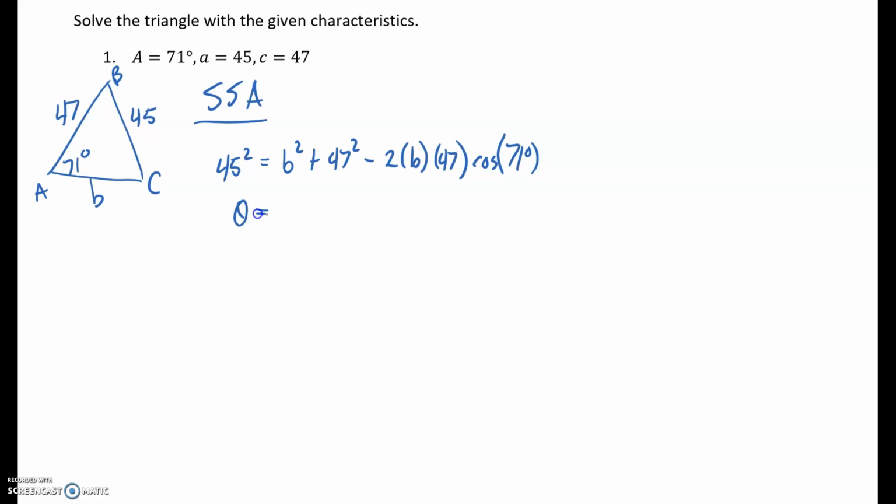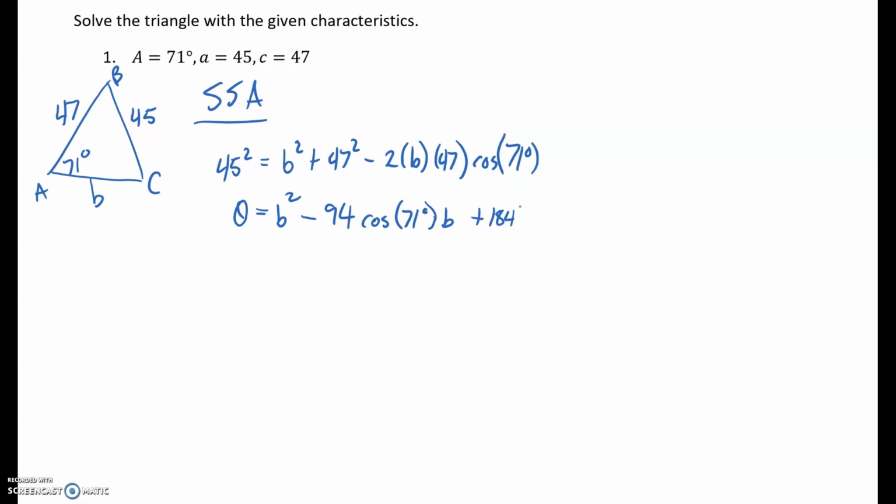So I've got a 0 over here, I have b squared. Okay. And when I do 47 squared minus 45 squared, I end up with 184. So here I'm going to end up with negative 94 cosine 71 degrees times b. And then now I have that left over, plus 184. Okay, so it should be a quadratic. I've got my squared term, my linear term, and then my constant. So I have this as a quadratic.